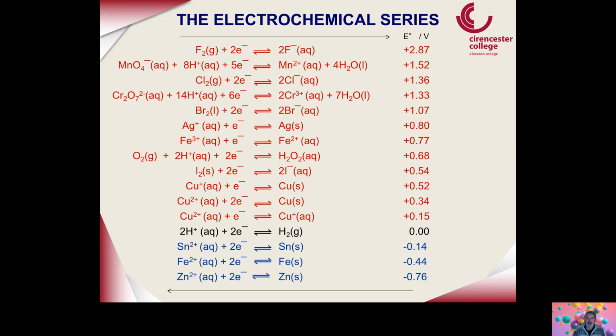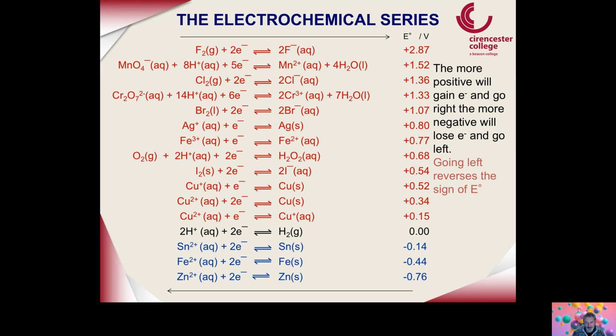So here is that series written with the positive at the top. I said that quite pointedly because we're going to look at a different way of viewing it in a bit. So more positive will gain electrons and go to the right. More negative will lose electrons and go to the left, the opposite way to how it's written. Going to the left will reverse the sign of the E cell value, or the half cell value.